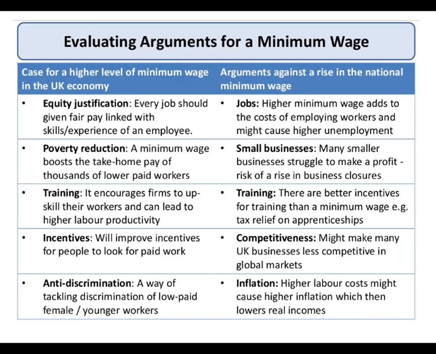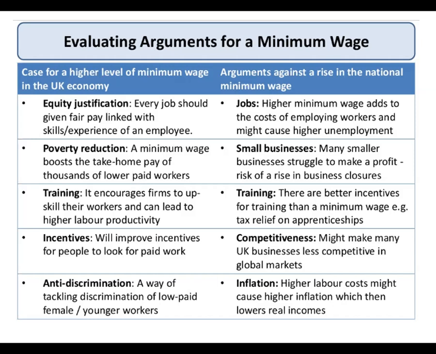Arguments then against the national minimum wage, obviously the job losses, which we just talked about. Higher minimum wage adds to the cost of employing workers and might cause higher unemployment. Unemployment goes against the government macroeconomic objective. Small businesses, businesses may struggle to make a profit. There's a risk of a rise in business closures. So if the wage rate increases, firms are struggling to cover their costs. It could lead to bankruptcy in the most extreme case.